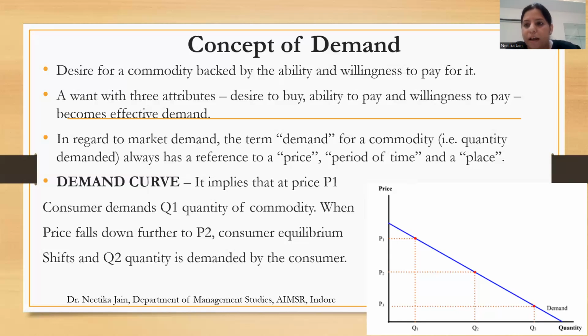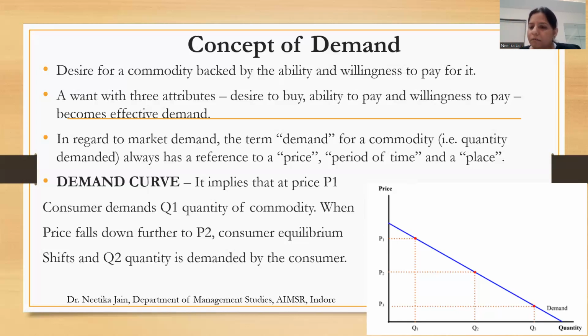So demand is always backed by two factors. One is desire for a commodity and the second one is the willingness of the consumer to pay for it. The third thing which adds up to the effective demand is ability and willingness. Sometimes I have the ability to pay for it, but I'm not willing to spend on this product. But sometimes I do not have the ability, but I am willing to pay. So when ability matches with willingness to pay, a new terminology comes up in economics, which is known as effective demand.